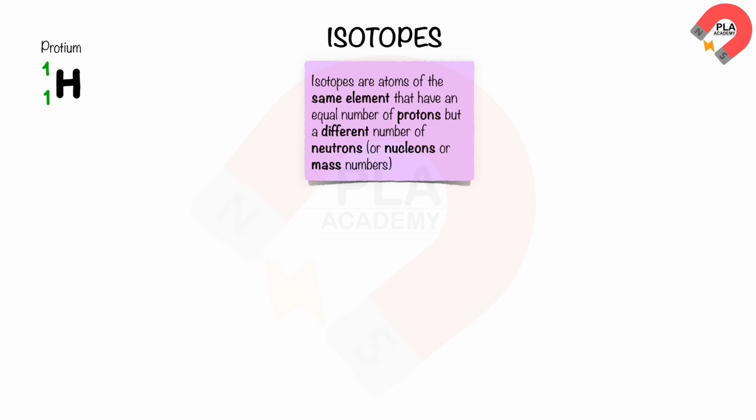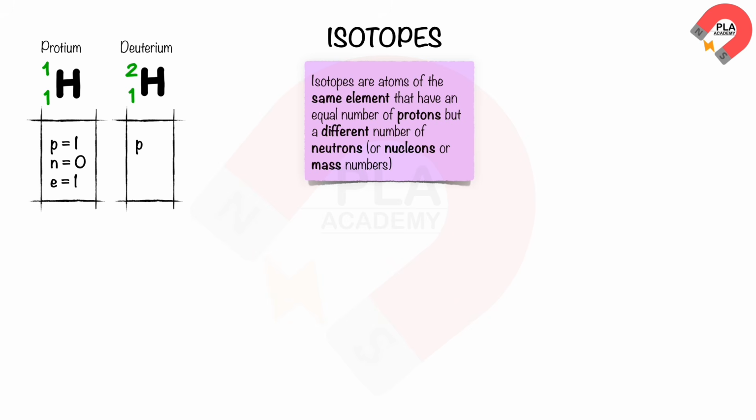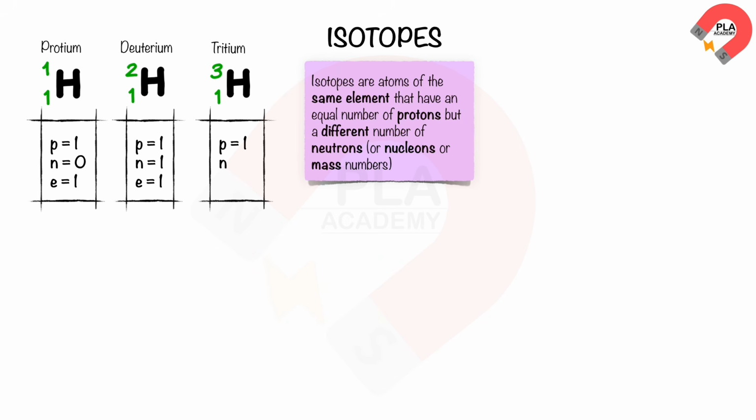Hydrogen-1 or protium. It has 1 proton, 0 neutrons and 1 electron. Hydrogen-2 or deuterium. It has 1 proton, 1 neutron and 1 electron. Hydrogen-3 or tritium. It has 1 proton, 2 neutrons and 1 electron. They all have the same atomic number, 1, and the same chemical symbol, H.